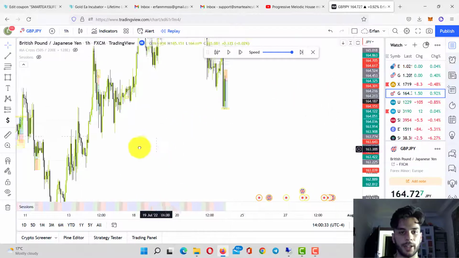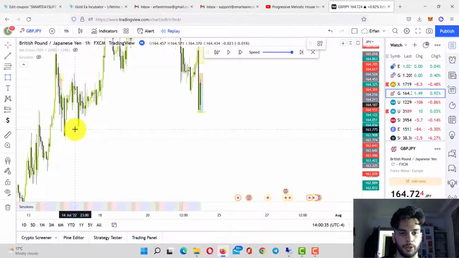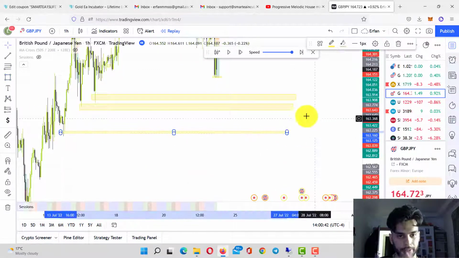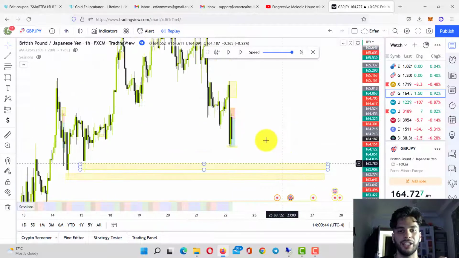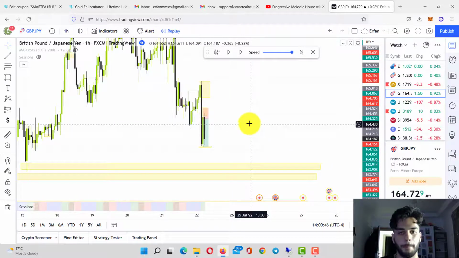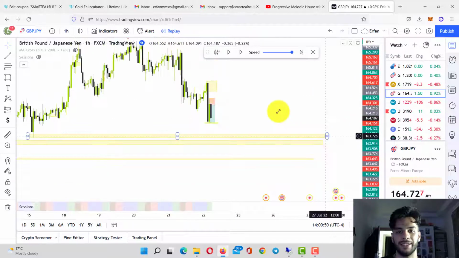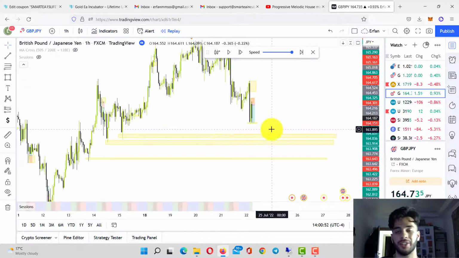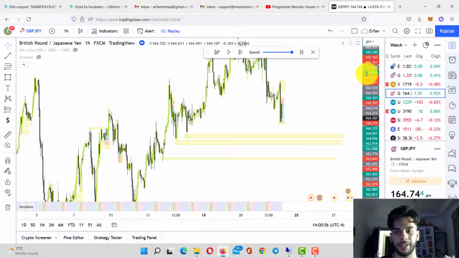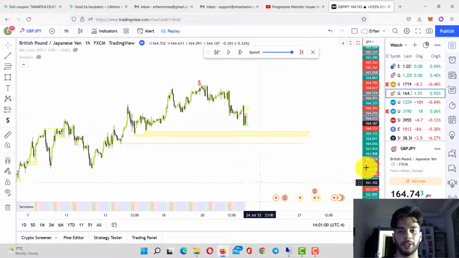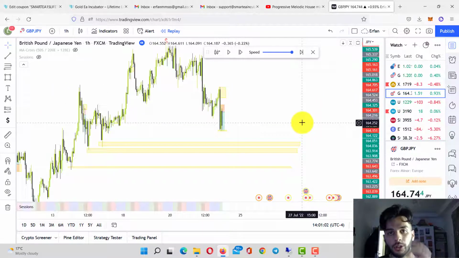Okay, see guys, we have so many support levels here. We have a support level right here, right here, and right here. There are so many support levels, but you cannot just take multiple positions and then close them partially around these areas. You can do it, but it's going to be a little bit risky, because there are so many support levels around this area that you can target, but you need to have your own target.